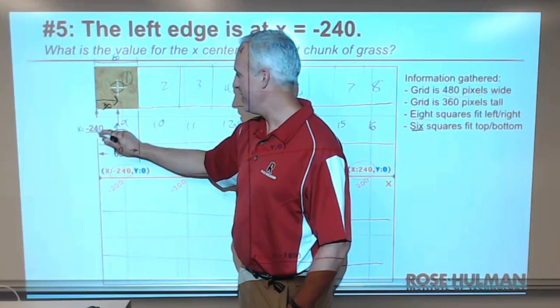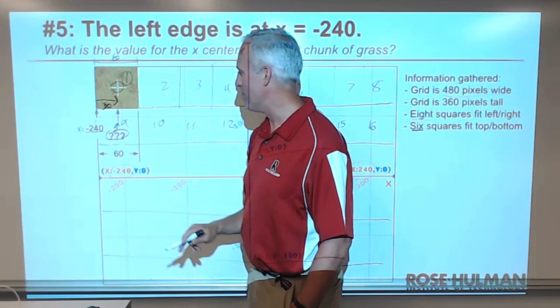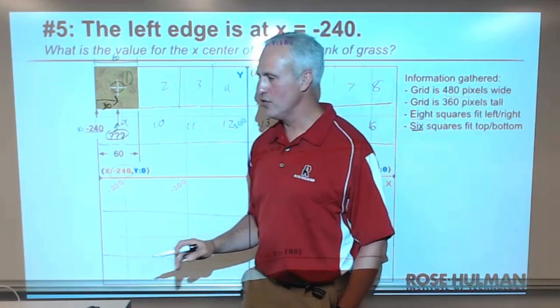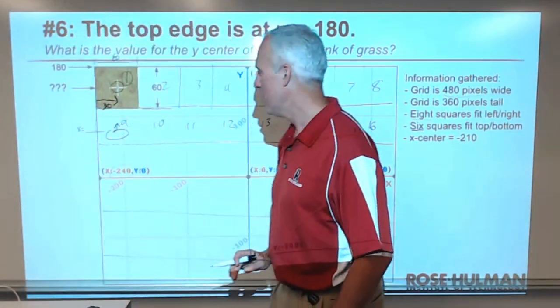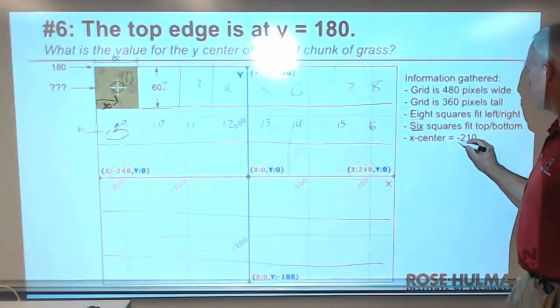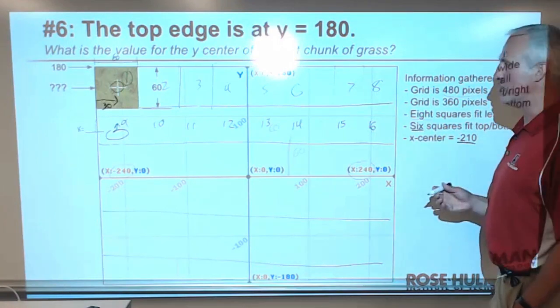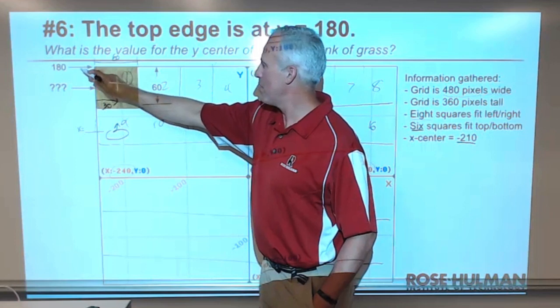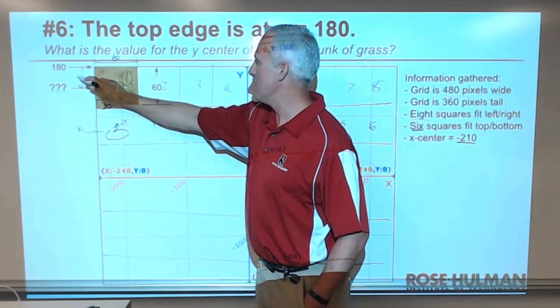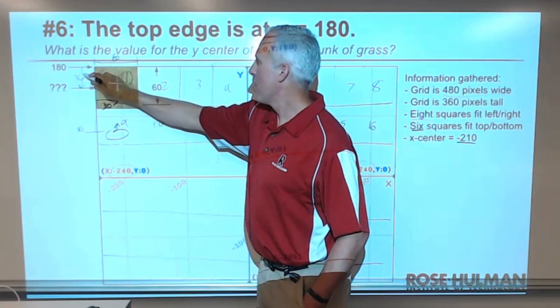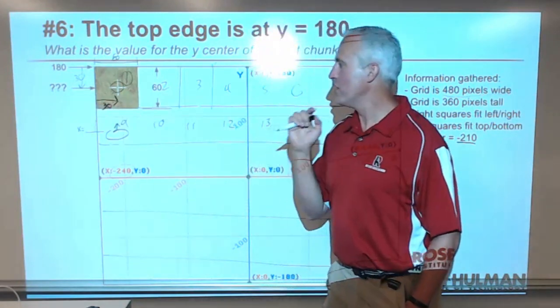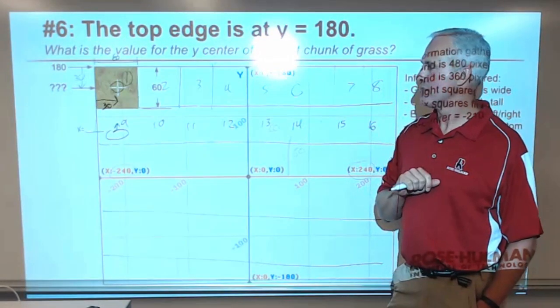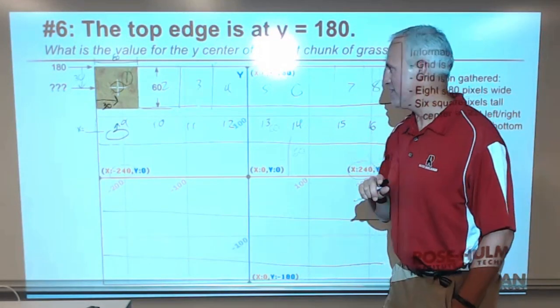Negative 210, right? So it just changes that by 30. So negative 210, that's going to be an important number. So the X center is negative 210 of that first tile. What's the Y? So the Y up here is 180 at the top. And of course we have to come down by 30. So what is the Y value of this first tile? 150. Sissy got this one.